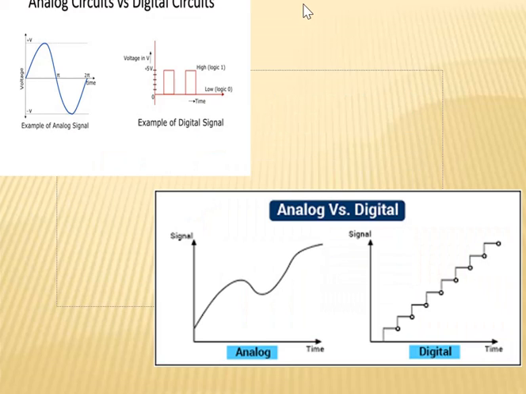Then coming to waves, as shown in this diagram, analog signals are denoted by sine waves, whereas digital signals are denoted in this square form. See, either this one and this one. Analog uses a continuous range of values to represent information, whereas digital uses discrete or discontinuous values to represent information.